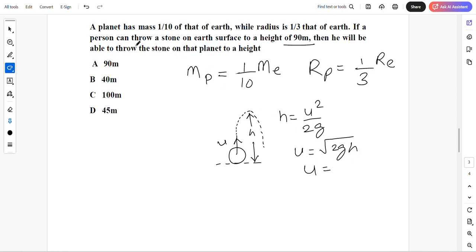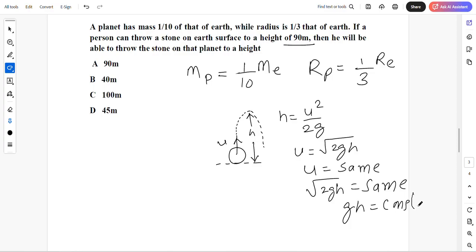Whether it is a planet or whether it is Earth, u is same here. Since u is same, root of 2gh is same. Therefore gh is constant. I can write this as g1 h1 is equal to g2 h2, or gp hp is equal to ge he. Can write like this.